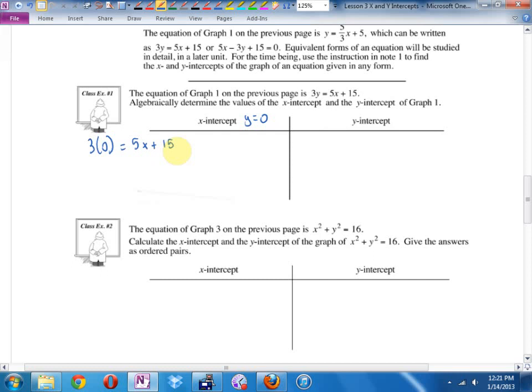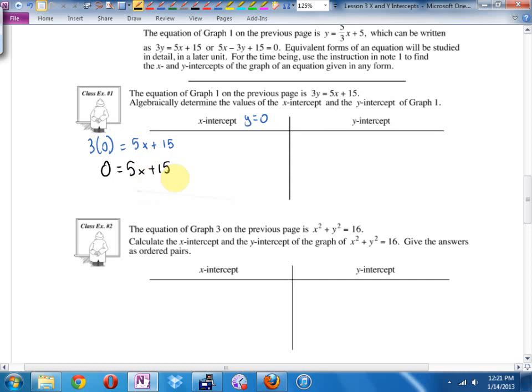Now we're going to do some arithmetic. In your head, this says 3 bracket 0. When I put a bracket, what mathematical operation are we really talking about? In your head, 3 times 0 is what? 0. In fact, you're going to get this: 0 equals 5x plus 15.